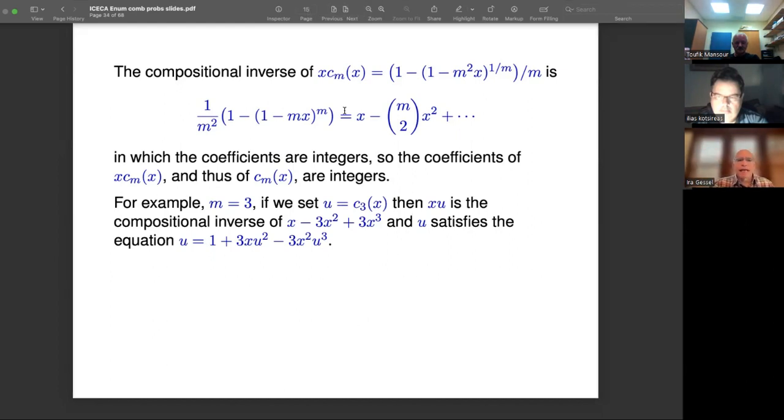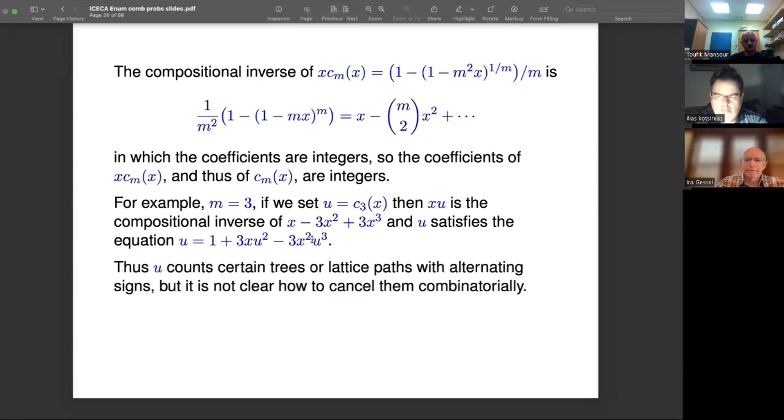So for example, even in the case m equals 3, there's no known combinatorial interpretation. If you set u equals c3 of x, then u satisfies this fairly simple functional equation. It looks like a kind of variation of the Catalan number generating functional equation, but it has this minus sign, and that means that you can interpret this as counting certain trees or lattice paths with plus and minus signs, but there doesn't seem to be any simple way of canceling the negative things with the positive ones.